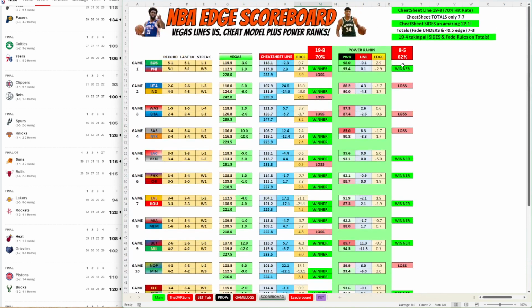So that's going to put us, if we fade all unders, and then it has to have at least a half a point edge, that flips it from 7-7 to 7-3. So that might be something to look at to be more profitable. Now, what's awesome is if you take all the sides and our fade rules, fading the under and the half a point, you could have looked at this and narrowed it down to a 19-4 run. So that's something that I'm going to track going forward.